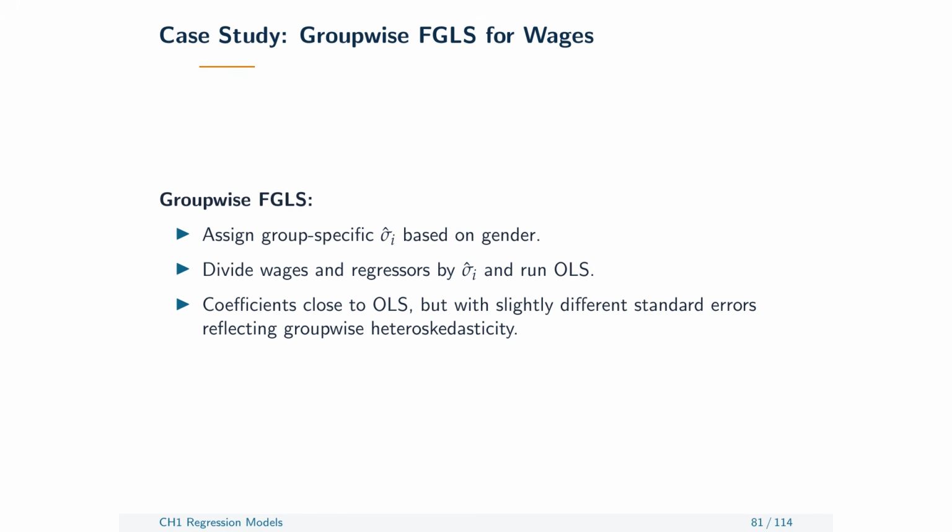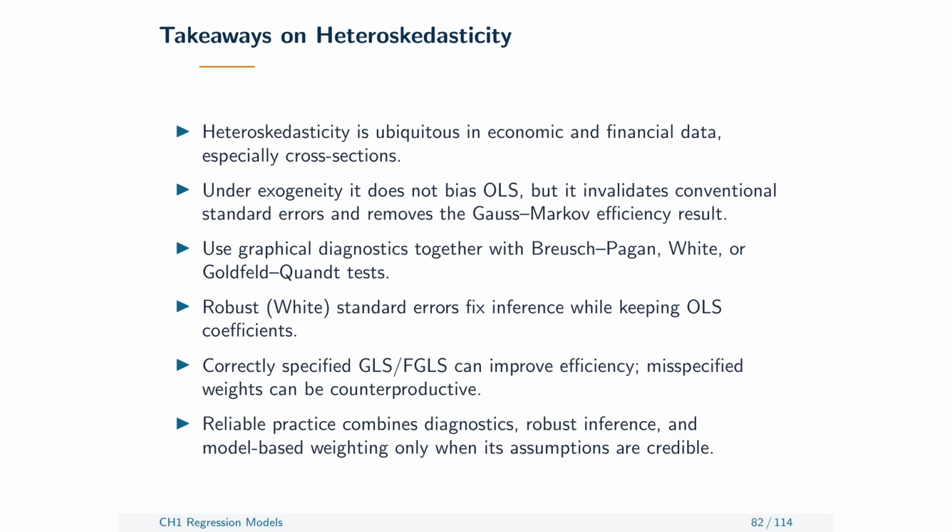Group-wise FGLS assigns each observation a weight based on its group's estimated residual variance. In this example, coefficients remain close to OLS, and standard errors change only slightly. That modest result is informative. A sophisticated correction should not be expected to transform a data pattern that the diagnostic evidence itself describes as weak.